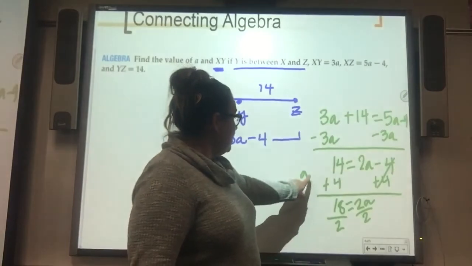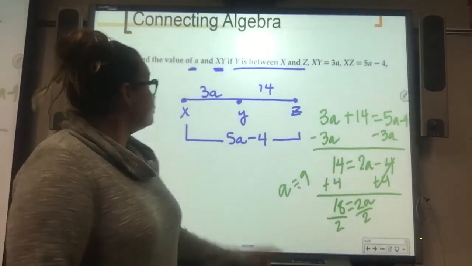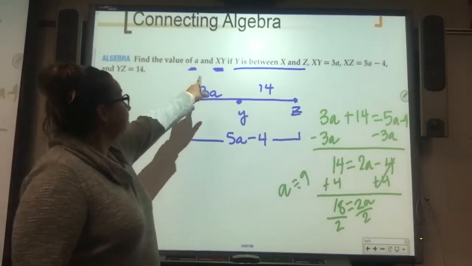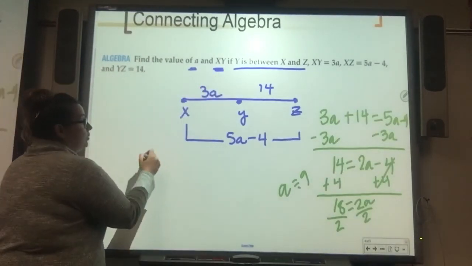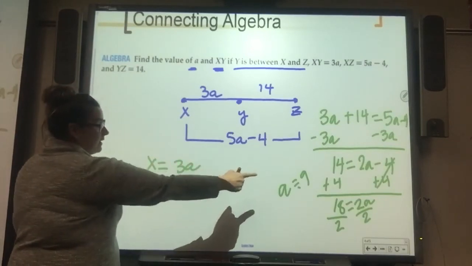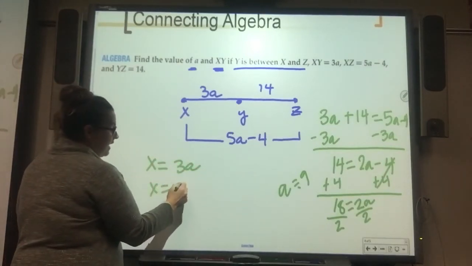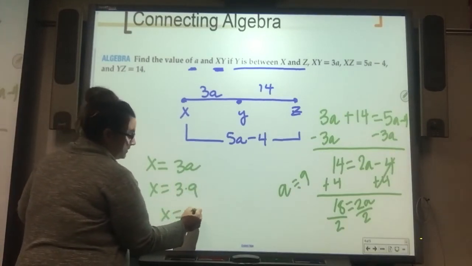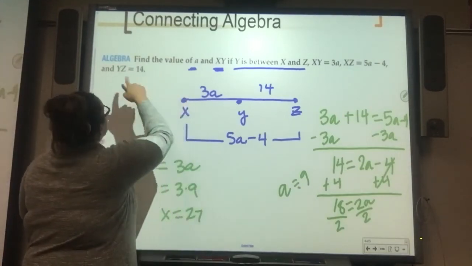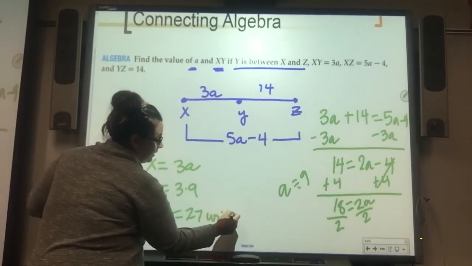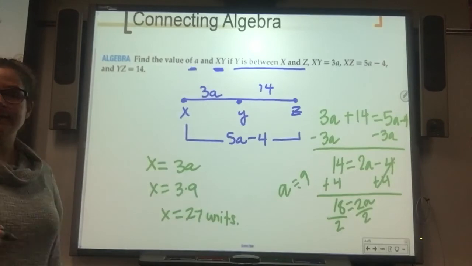So A equals 9. So that was my first part. And then it wants me to find XY. So XY, the measurement, is equal to 3A. A is 9, so XY equals 3 times 9, so XY equals 27. I'm going to say units because it doesn't tell me if it's inches or what.